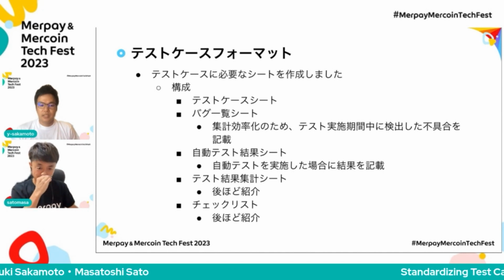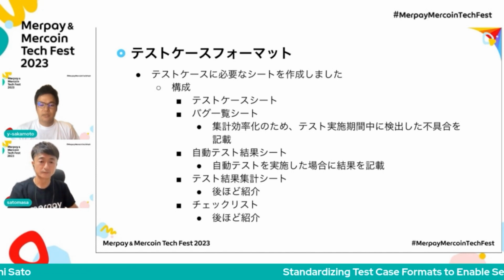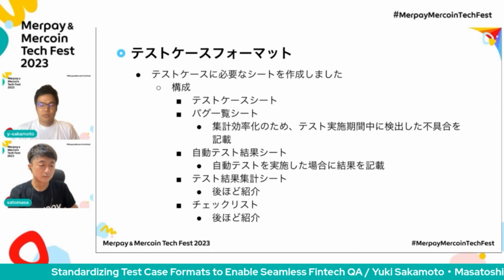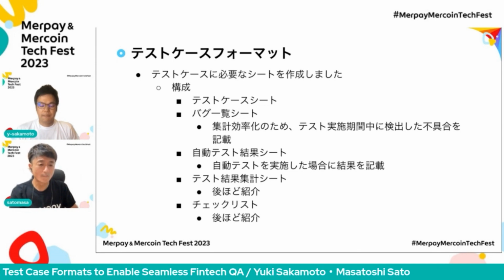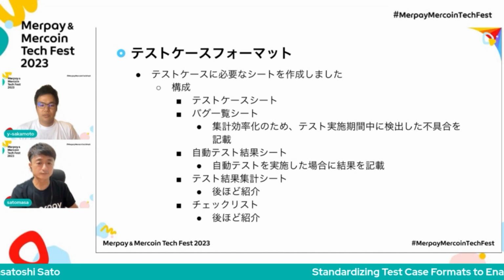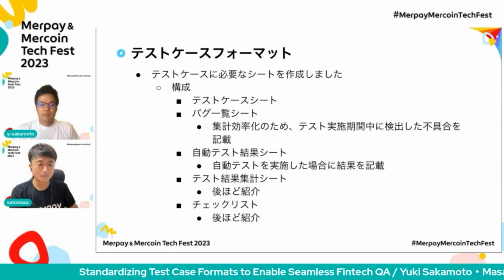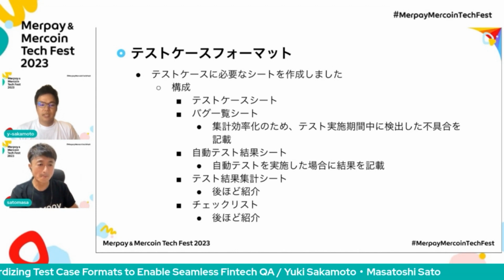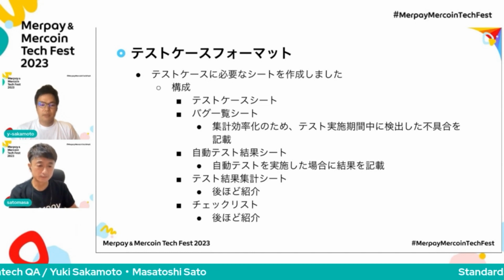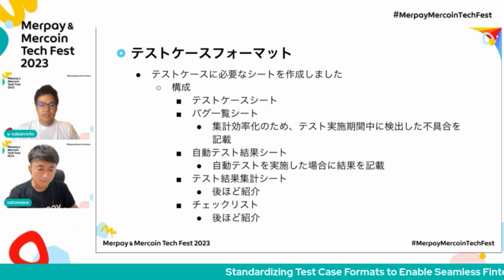And next is the automated test result sheet. This sheet records the results of the automated test performed at the time of the release. Until now, the method of recording the result of automated tests was not standardized and was insufficient as a test trail. But by clearly defining the rule that the results of automated tests are to be recorded in the sheet, we now have a clear trail in the format that the automated tests were properly executed and the QA confirmed the result. And there are also a test result and tally sheet and a checklist, which will be explained by Mr. Sakamoto.